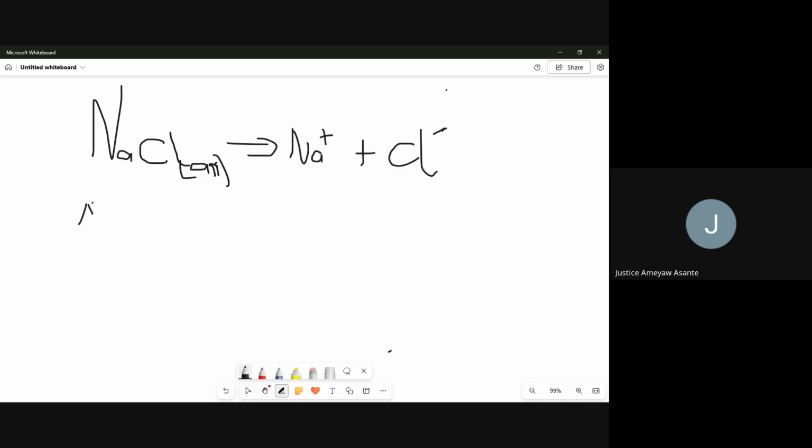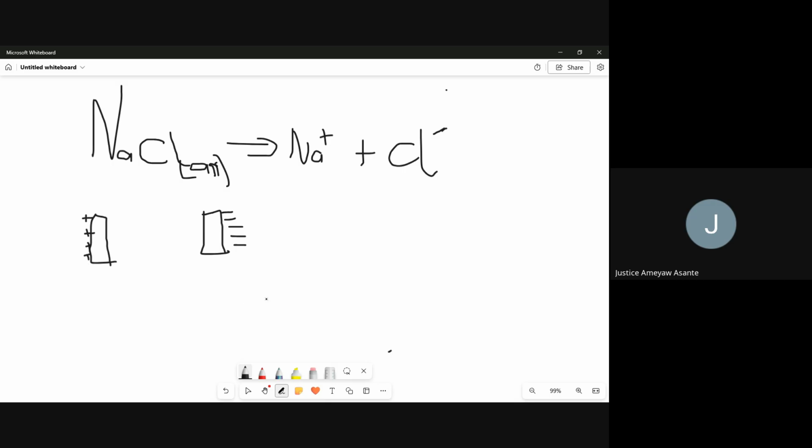Now, if we take this to be our anode plate, or the anode side, then this one becomes the cathode side. What we are saying is that this one is cathode because it has excess electrons. This one is anode because it has a deficiency of electrons. So it is positively charged.